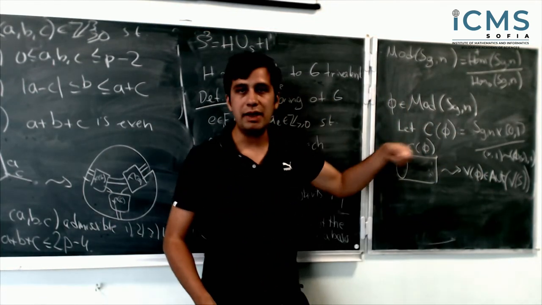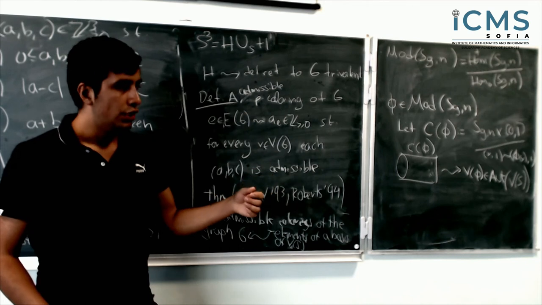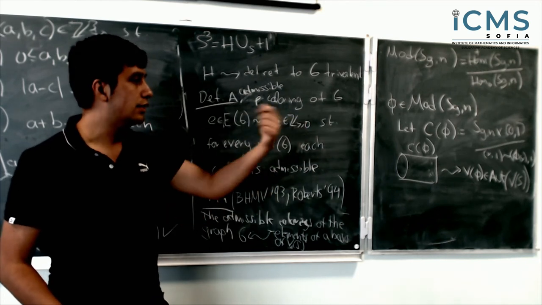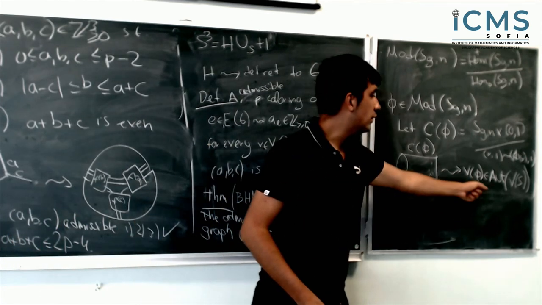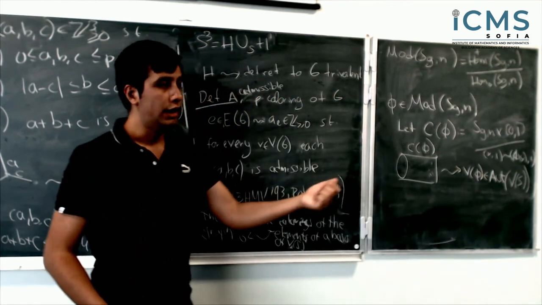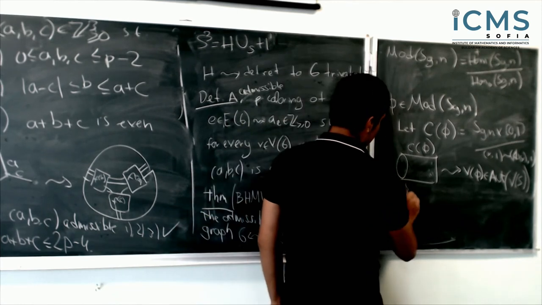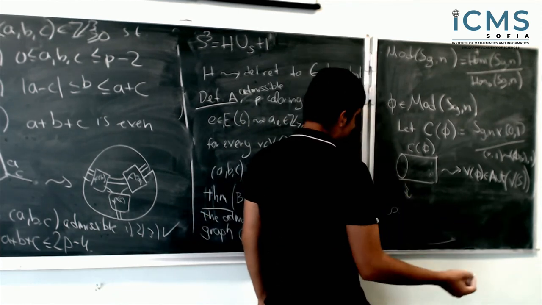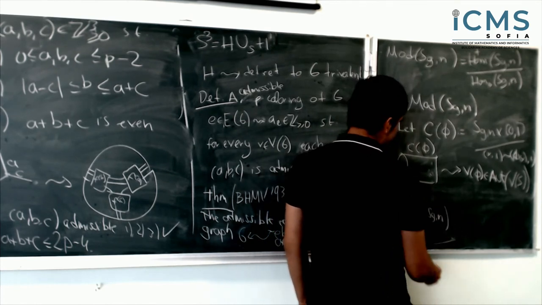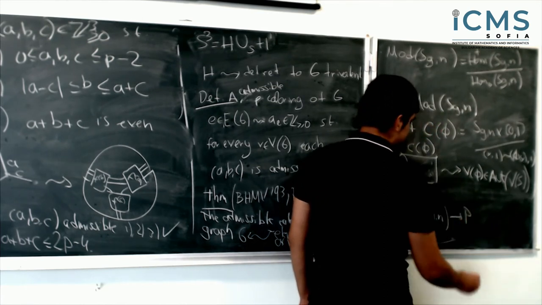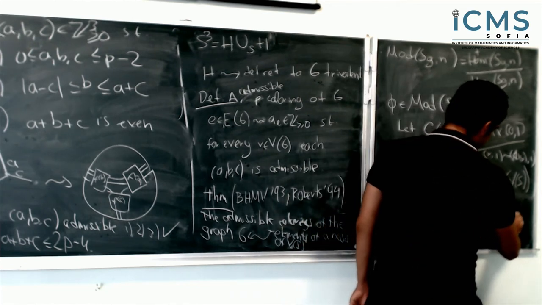We need to see that they respect the relations of the mapping class group, that the relations are sent to trivial elements. This is not the case. The relation is just projective. We need to take the projectivization of this automorphism in order to get a real representation. So this will give a representation rho from the mapping class group of Sigma_{g,n} to the projective group of automorphisms of this vector space.